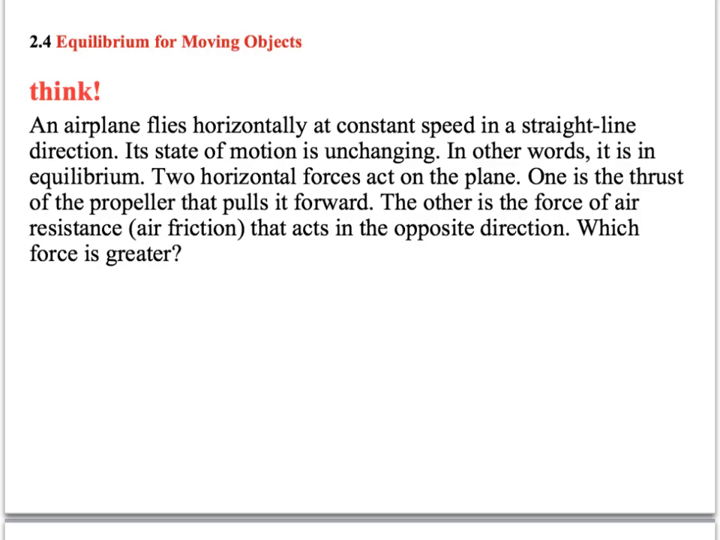So here's another question for you. An airplane is flying horizontally at a constant speed in a straight line, in a straight direction. Its state of motion is unchanging. In other words, it is in equilibrium. So they're telling you a couple things here that you want to make note of. They told you equilibrium. They also mentioned constant speed, straight line, no change in direction, no change in speed.